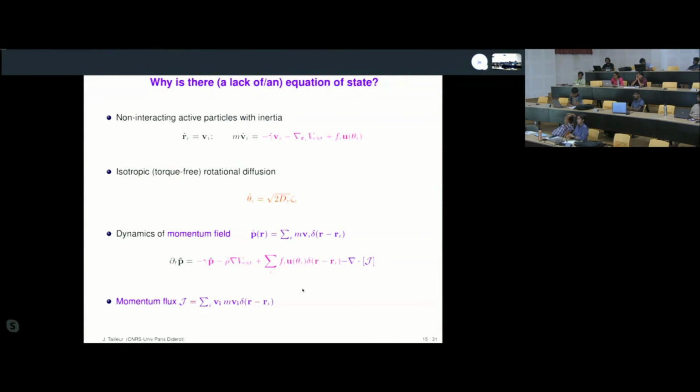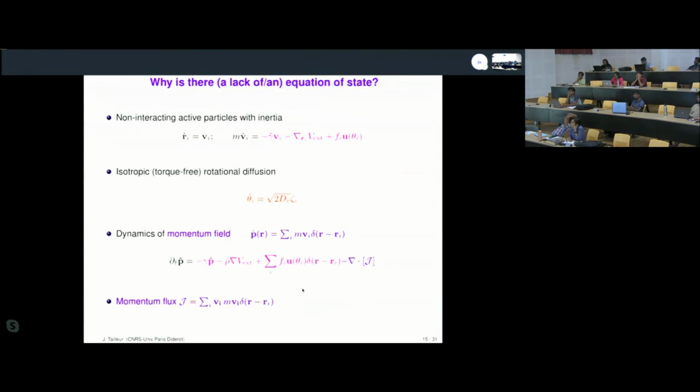And then the self-propulsion force leads to the sum over i of F_i u of theta_i, delta of r minus r_i, which is the local density of active force. Then if you go back to the expression in blue of P hat of r, you see that you also have this delta of r minus r_i.